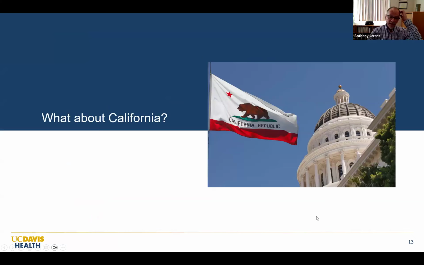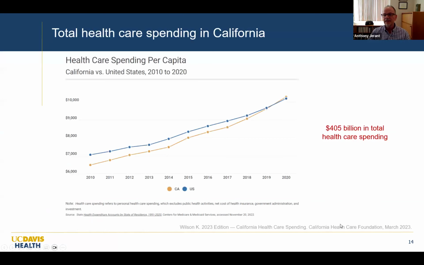Now, you might ask, what about California? We're different in a lot of ways, right? Well, not so much in this case. When you look at total healthcare spending, and this is not per GDP, this is per capita, California versus the US up through 2020, and this has basically continued, you can see that we're right on par with the US, and actually the curves crossed in 2020, and we were a little above the US as a whole for per capita healthcare spending, $405 billion in total.